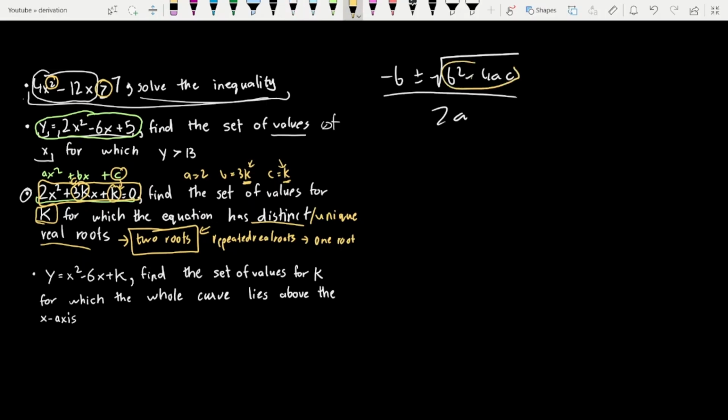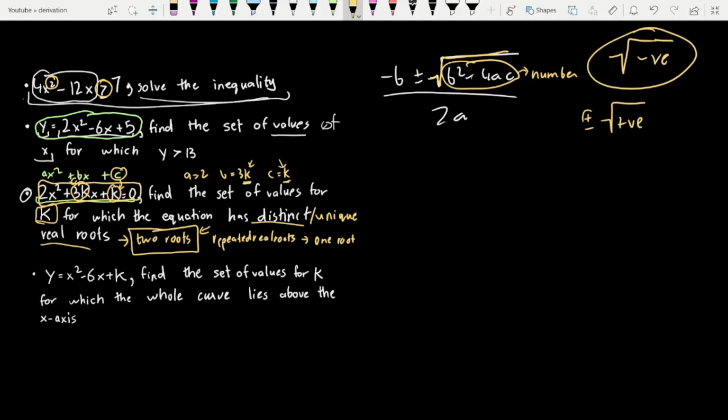Now all of this is going to solve out and give us a number. The thing is, this number cannot be negative. Why? Because it's under a square root, and you can't square root a negative number. That's not possible. So if this happens, you're going to get no roots. If you need two roots, this has to be a positive number, because then it's going to solve out and give you two answers, right?